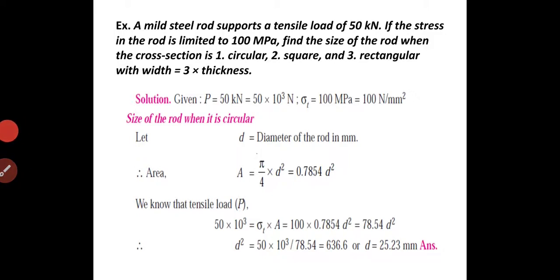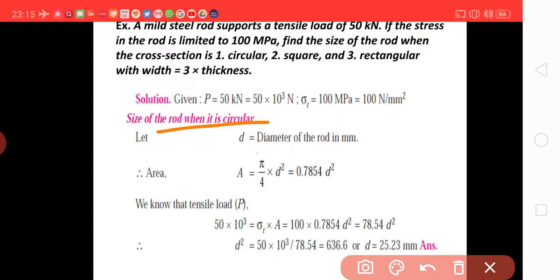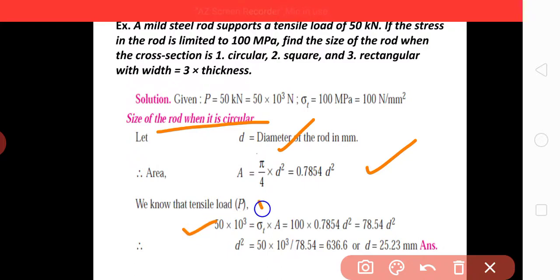Here is one example. A mild steel rod is subjected to a tensile load of 50 kN. If the stress in the rod is limited to 100 MPa, find the size of the rod when the cross section is: number 1 circular, number 2 square, number 3 rectangular with width 3 times thickness. When the rod is of circular section, let D be the diameter, then area is pi by 4 D square, which comes out to 0.7854 D square. Putting the values of force, stress and area in terms of its diameter, on calculation you find that D equals 25.23 mm.